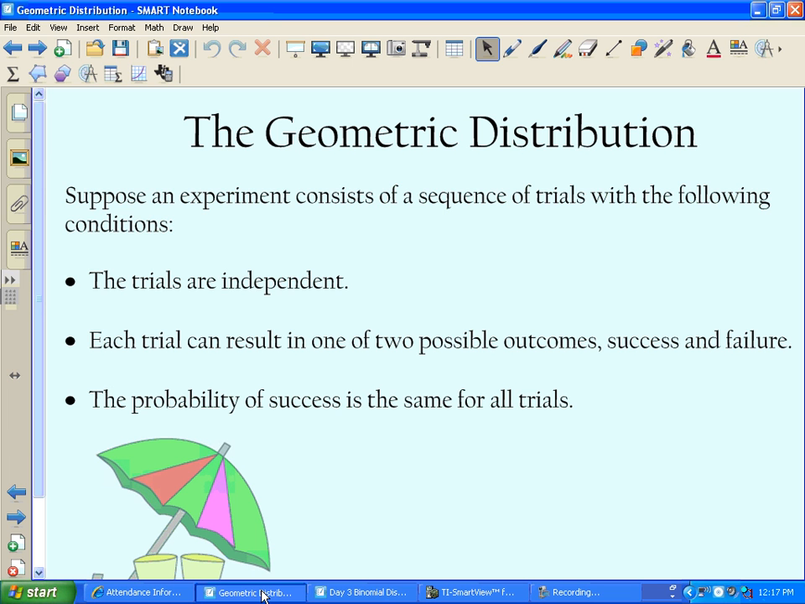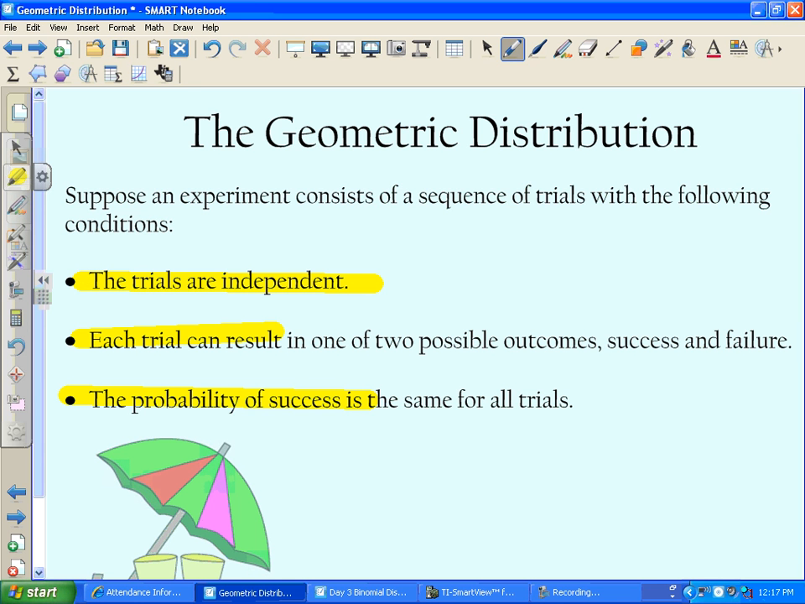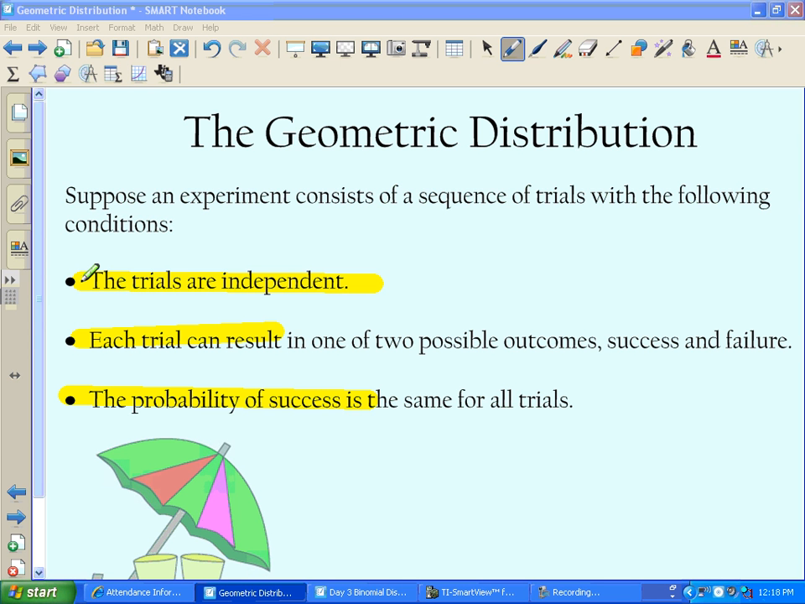Geometric and binomials share 3 of those properties. The key with geometric, there's no predetermined number of trials. Geometric, you keep going until the event happens. Here's the really nice thing about geometrics. If you keep going until the event happens, there is only one tracing.